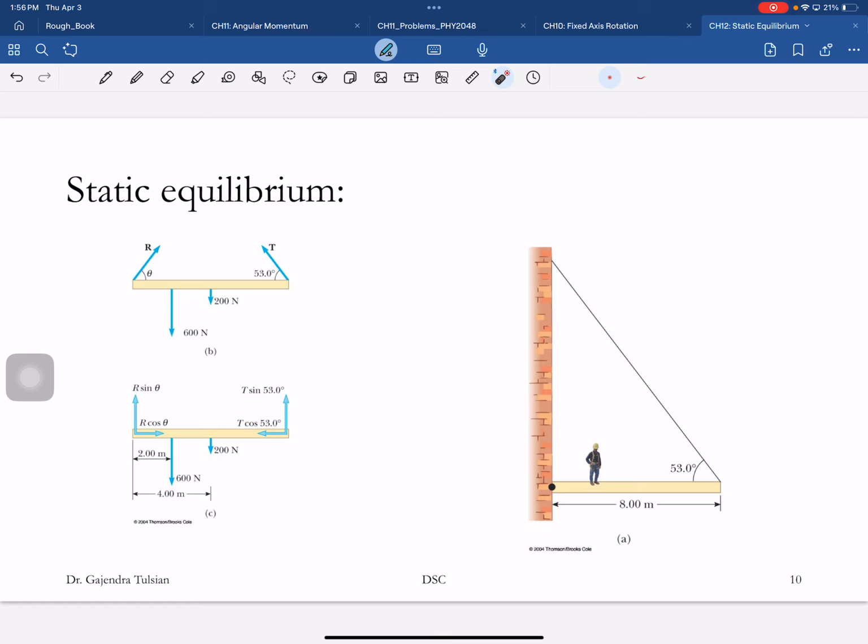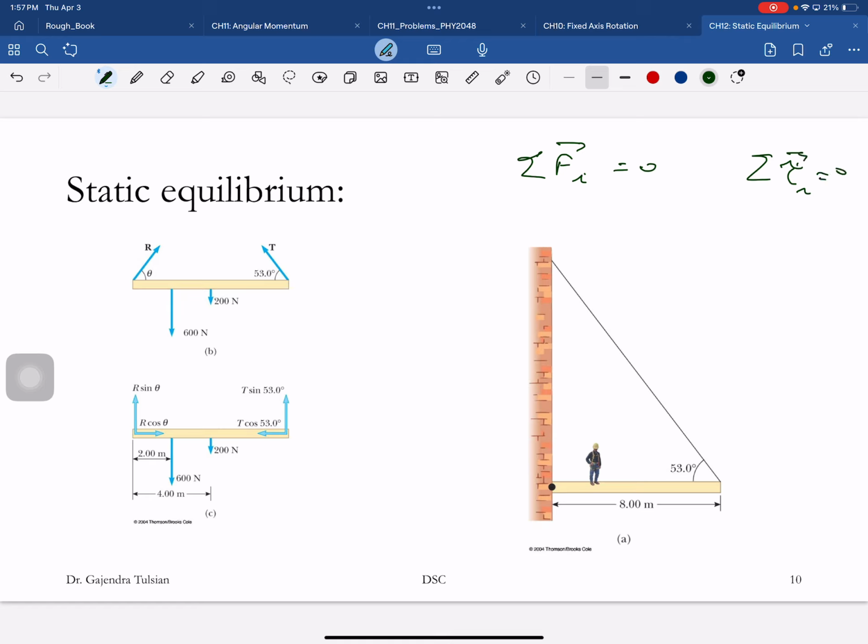And there is the force that the hinge is exerting on the beam. So here are all the forces acting on the beam and the point at which these forces are acting, because that's important for calculating the torques. And what is it that this guy wants? That the beam be at rest at all times. And so the sum of these forces should be 0. And the sum of the torques of these forces should be 0.